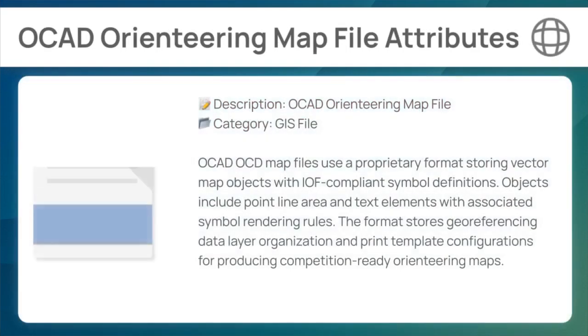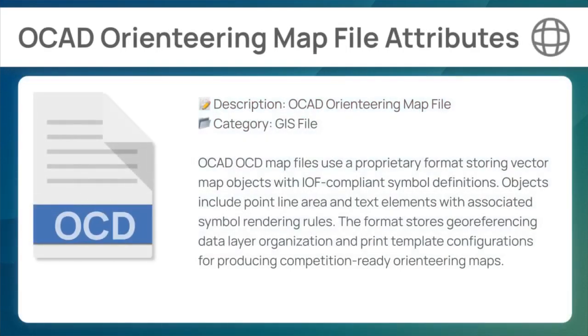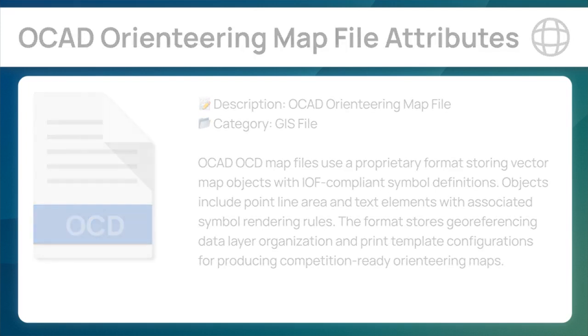OCAD OCD map files use a proprietary format, storing vector map objects with IOF-compliant symbol definitions. Objects include point, line, area, and text elements with associated symbol rendering rules. The format stores georeferencing, data layer organization, and print template configurations for producing competition-ready orienteering maps.